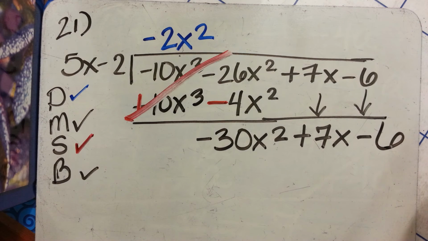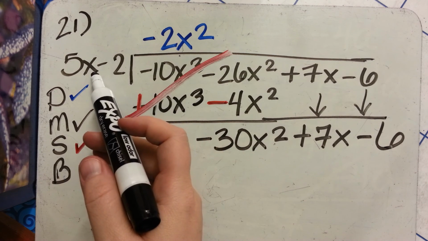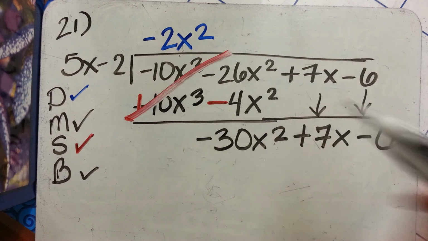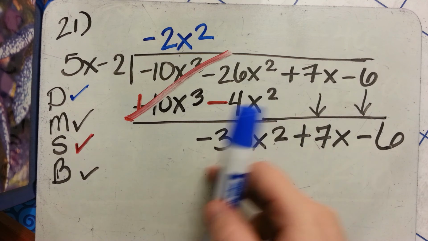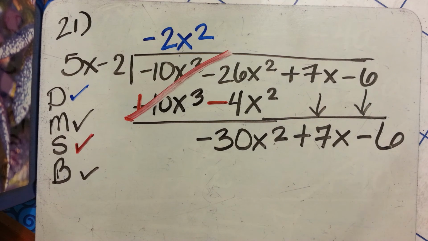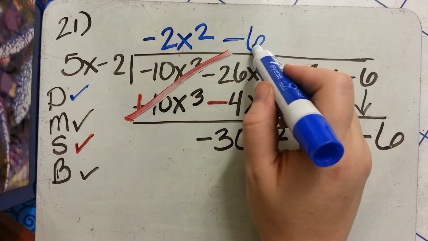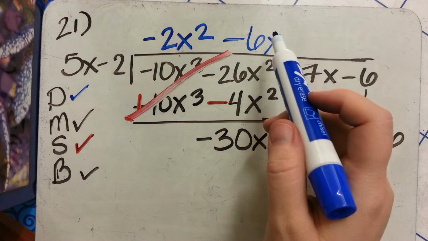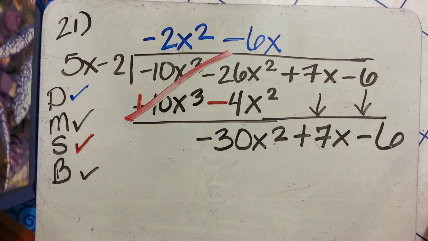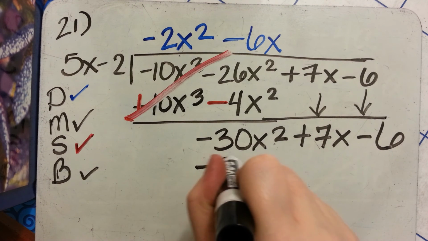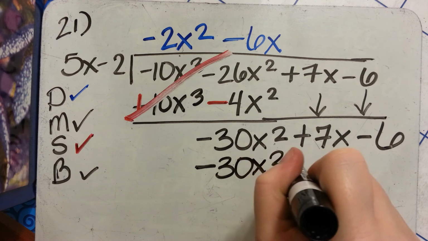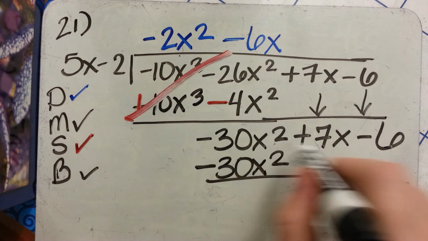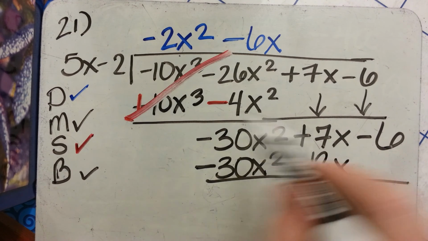So now the process is going to start over again. We've got a 5x, and our leader is negative 30x squared. So what term can I put in here so that I can create this 30x squared? Well, the term that's going to do that is just going to be a negative 6x. Okay? So negative 6x times 5x is going to give us our negative 30x squared. Negative 6x times negative 2 is going to give us a positive 12x.